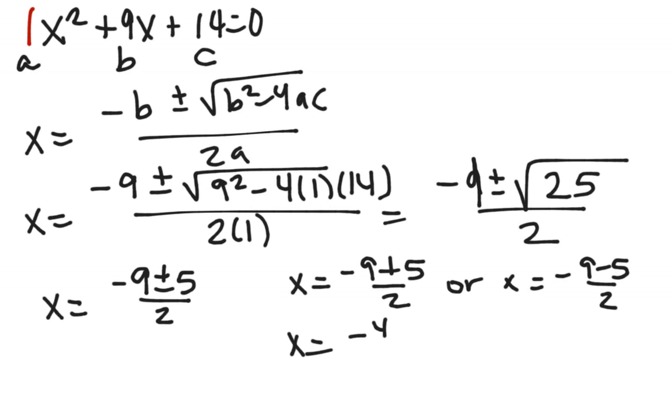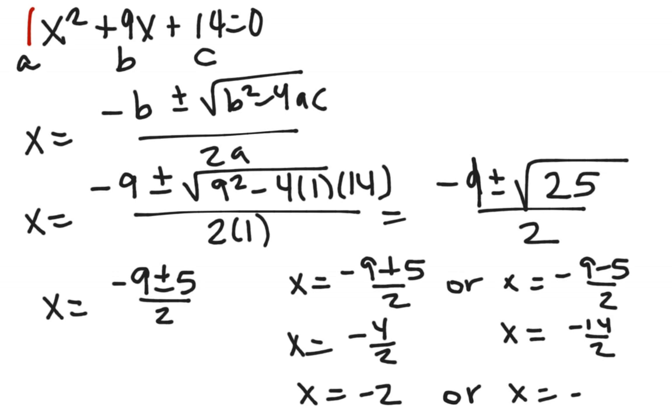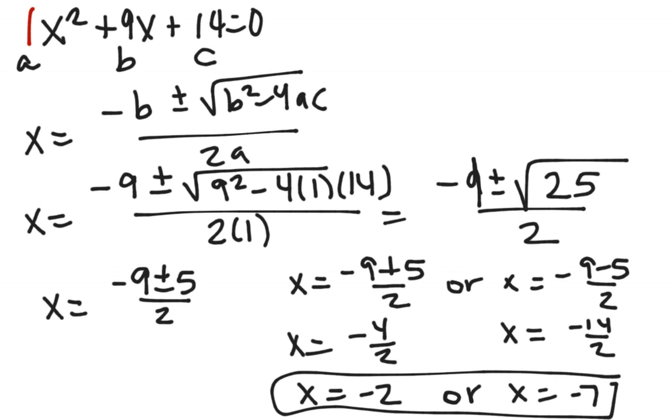In other words, I have x equals negative 4 divided by 2, or negative 2. The other part gives me x equals negative 14 divided by 2, which gives me negative 7. So my two answers are x equals negative 2 or x equals negative 7.